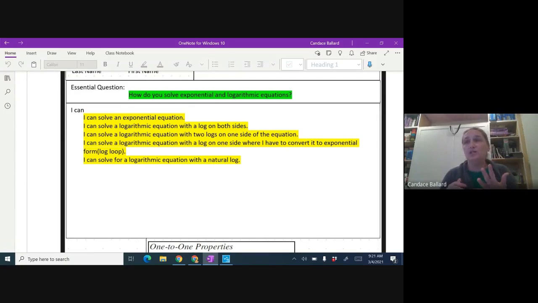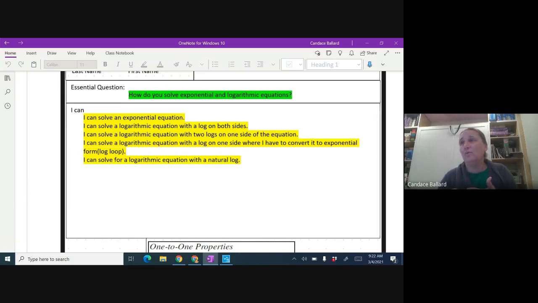You have to be able to tell yourself, can I solve an exponential equation? Great, I'm going to get that question right on the test, right? Can I solve a logarithmic equation with a log on both sides? Great, I'm going to check that off. I can do that, right? Because you already know which questions I'm going to ask. They're going to relate right back to these I can statements.